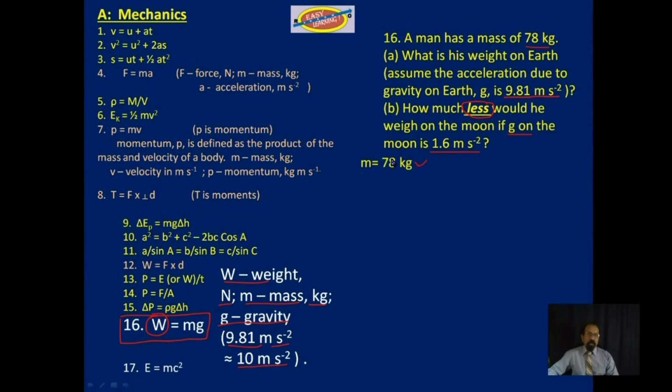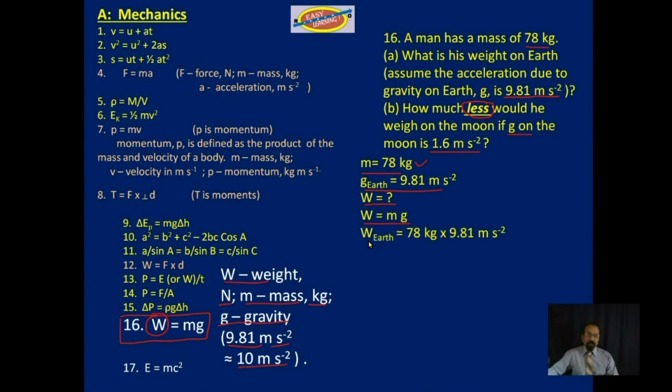So we know the mass of the man, which is 78 kilograms. We know gravity on the earth is 9.81 meters per second squared. What is his weight? We have a formula that says weight is equal to mass times gravity.